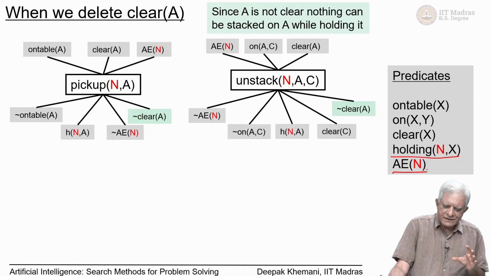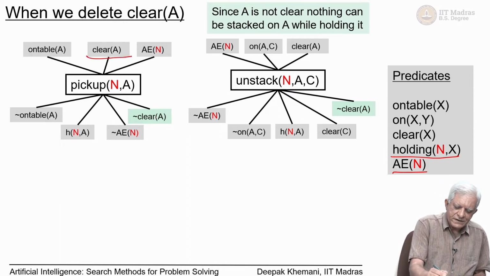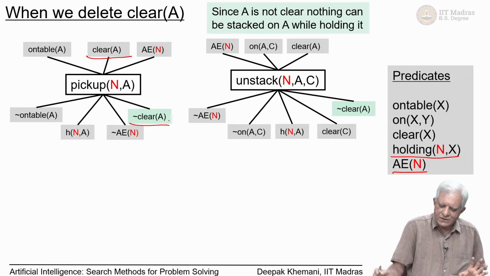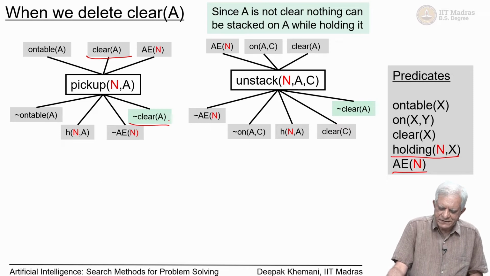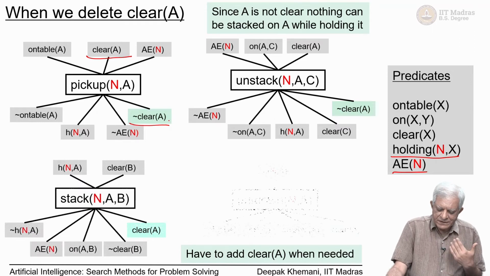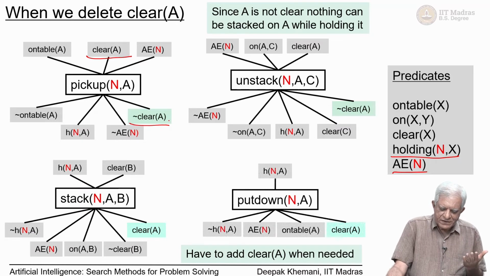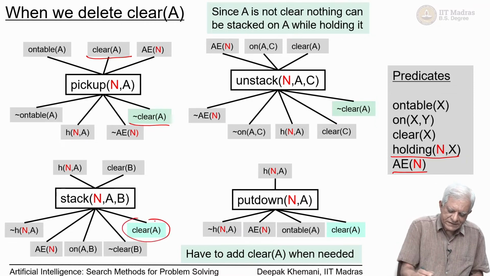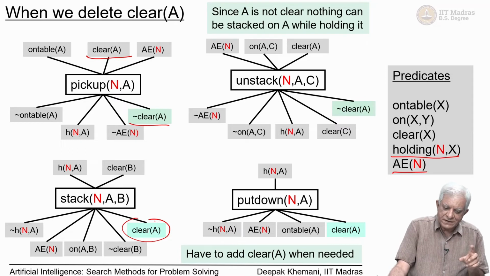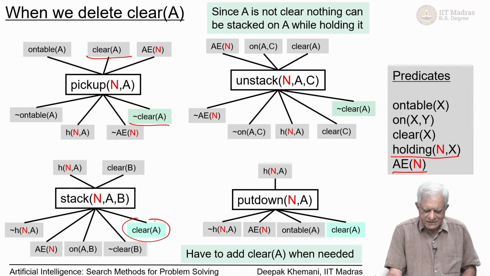So, that small change we have added, and we have also added this case that when we delete that clear, which means that when you pick up A as shown here, an effect of that is A is no longer clear essentially. So, we are deleting clear A. It is also the case in unstack this thing. So, which means you have to add it when it is needed essentially. So, whatever I have drawn in this greenish thing is the change, that if you are going to delete clear A while pick up or unstack, then while stacking or putting it down you must add it, just to be consistent essentially.